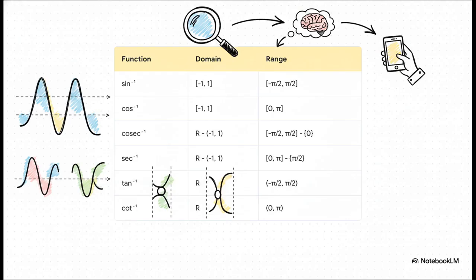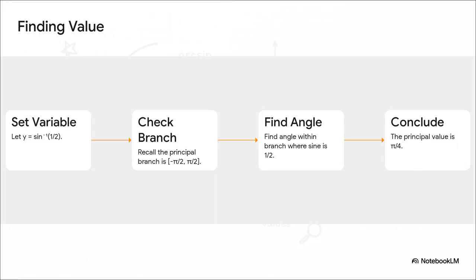Every single time you solve an inverse trig problem, your final answer absolutely must live securely inside the range given in that rightmost column. Let's walk through a quick example from the text to see just how satisfyingly simple this is in practice. Step 1, we want to find the principal value of the inverse sine of 1/2. We start by setting that expression equal to a variable, let's say y. This lets us flip it back into a standard trig equation. Sine of y equals 1/2.